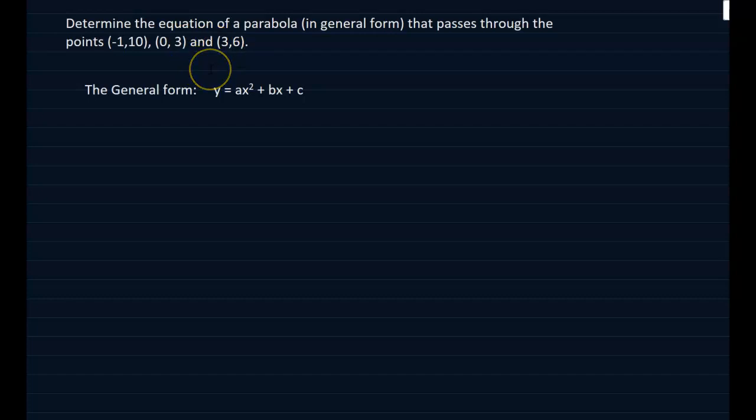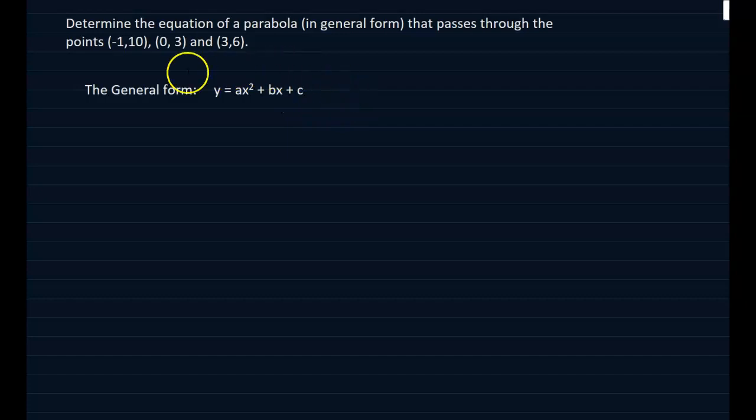All right, let's look at this question in the quadratic function unit. Determine the equation of a parabola in general form that passes through the points negative 1, 10, 0, 3, and 3, 6. And just a refresher, the general form is ax squared plus bx plus c.